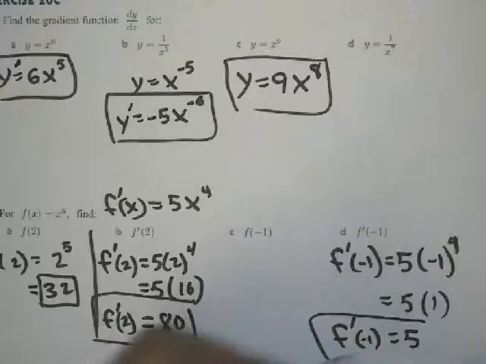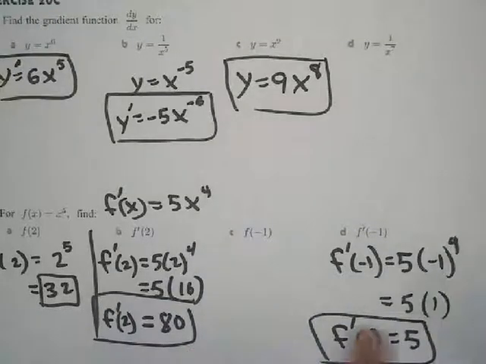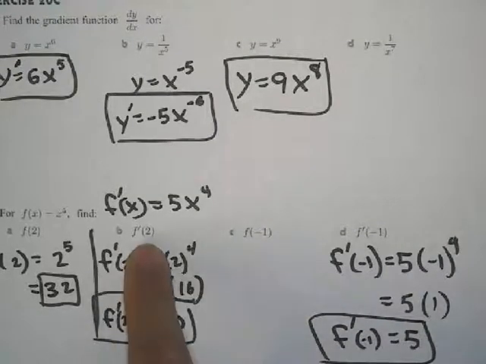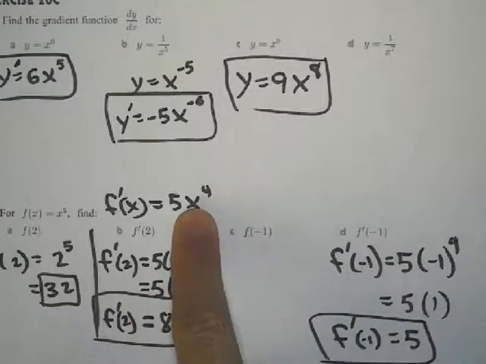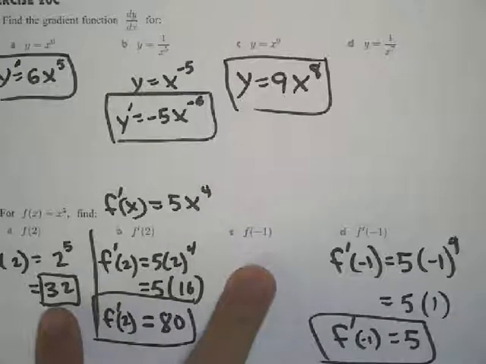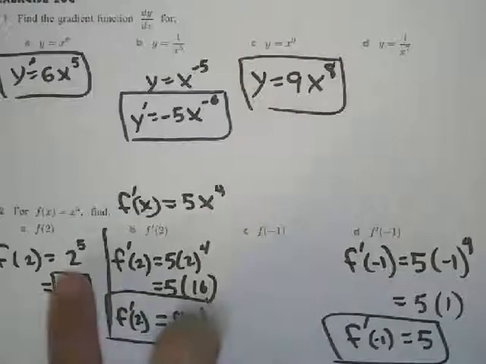So, in questions B and D, we're plugging the values 2 and negative 1 into the derivative function. And in questions A and C, we're plugging the 2 and the negative 1 into the original function.